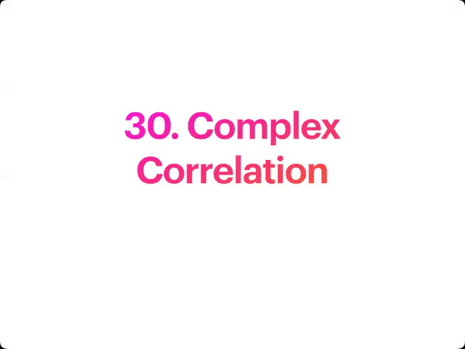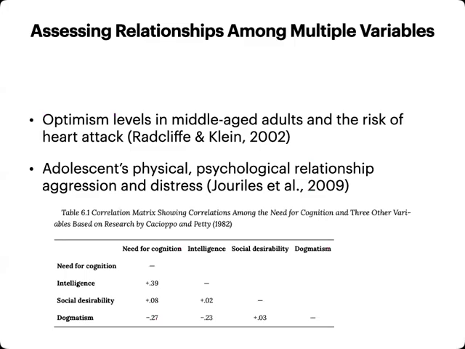Next section, complex correlation. So far, we have discussed the relationship between two variables, but you can also compare more than two variables. We'll cover complex correlations in this section. Most complex correlational studies involve measuring multiple variables, either binary or continuous, and then analyzing the statistical relationships between them.